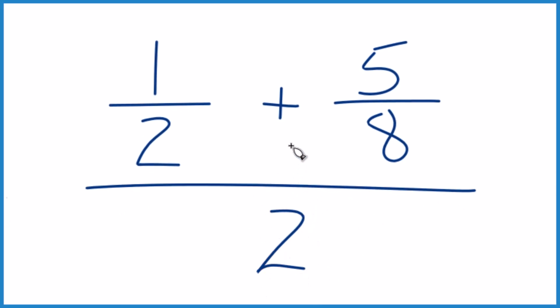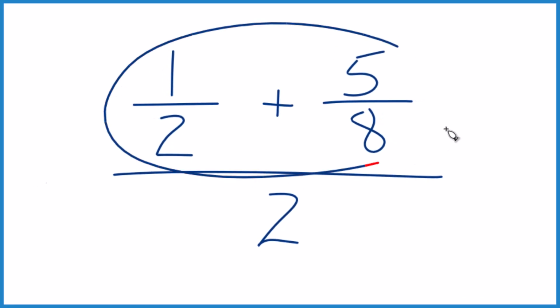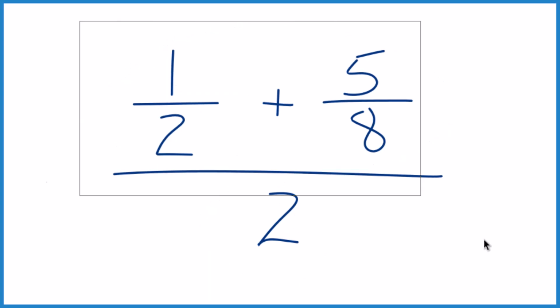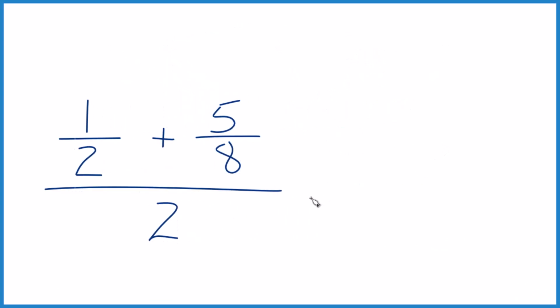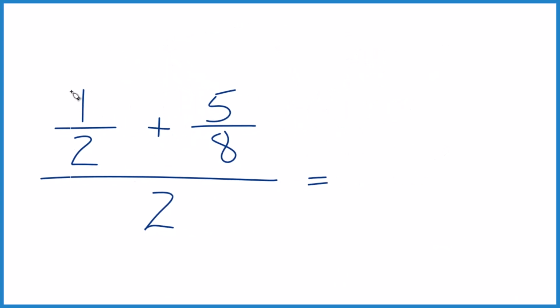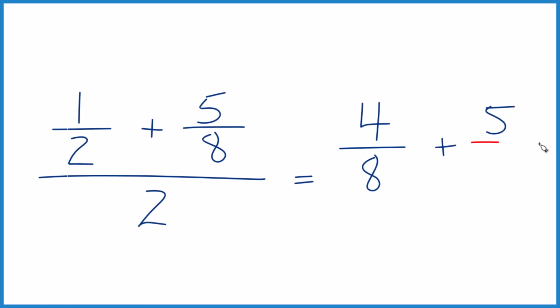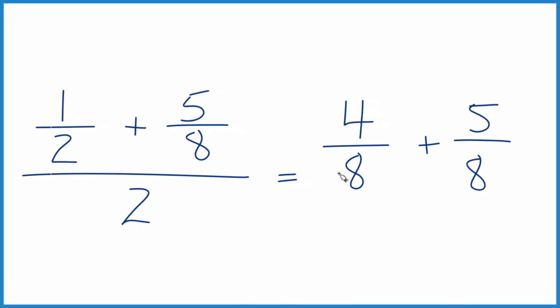So let's think of it as two problems. We need to add these two fractions, and then we'll divide by 2. So let's move this over, and we could write this like this. Instead of 1/2, let's call that 4/8. It's still 1/2, right? But now we can add that to 5/8, and we have the same denominator down there, 8. So we can just add 4 plus 5, and then put that over 8, and that's the fraction.